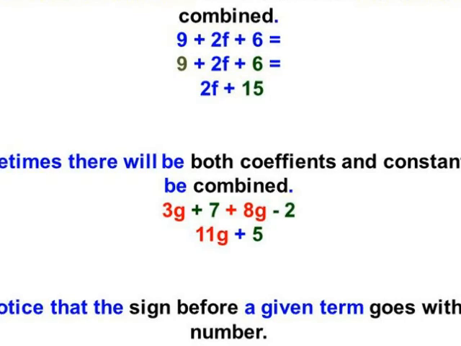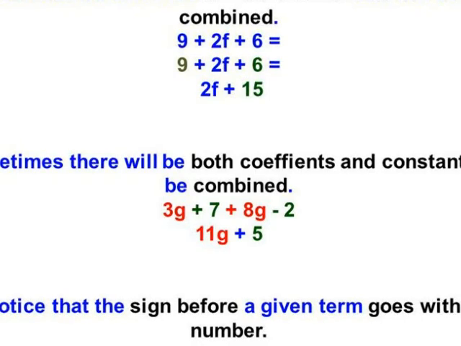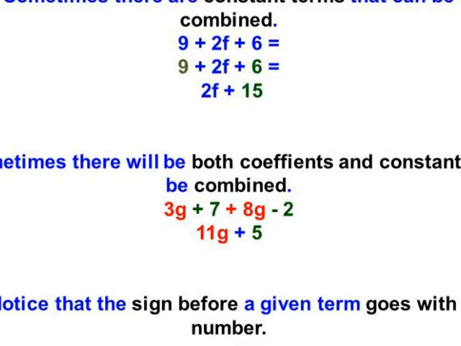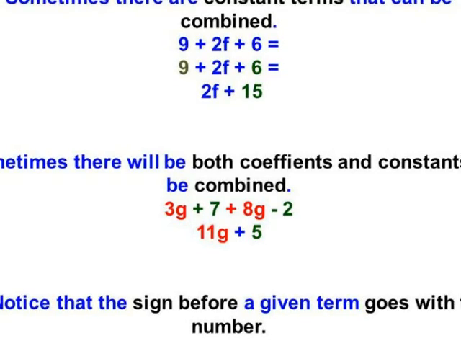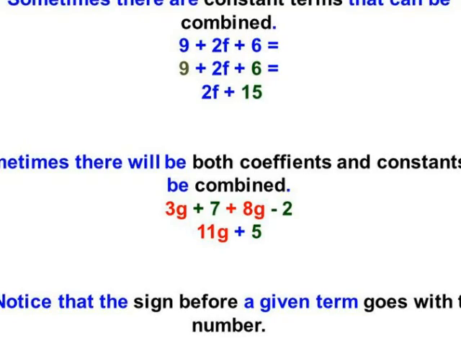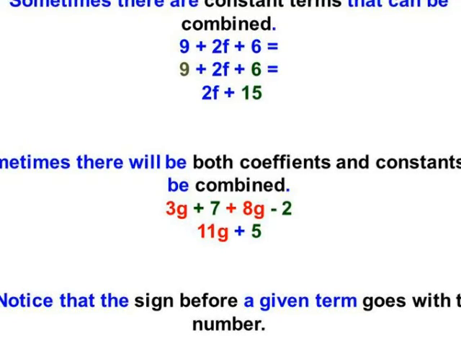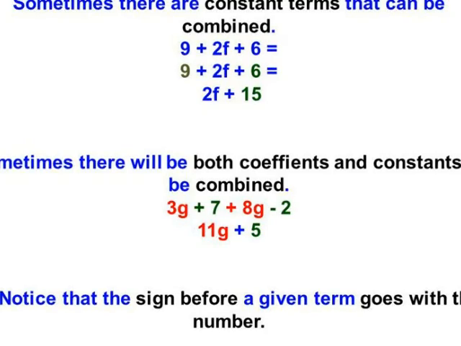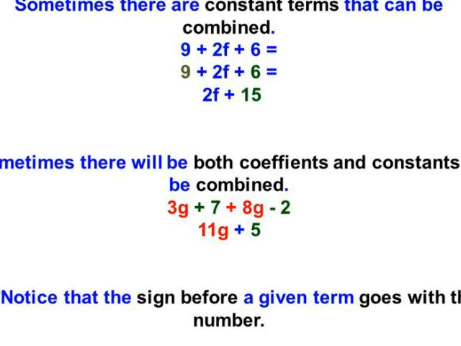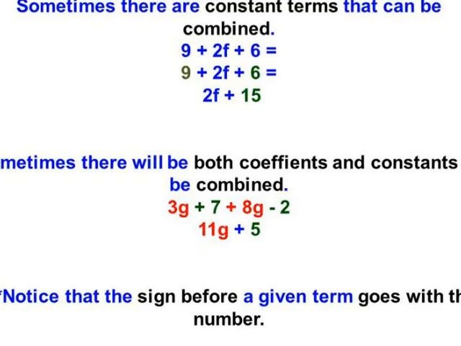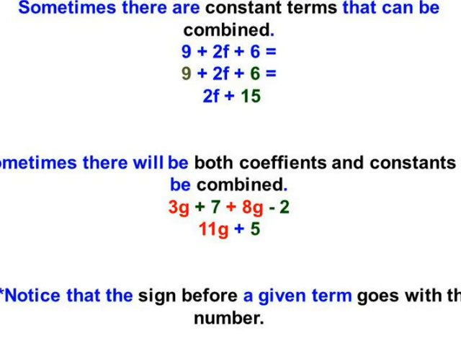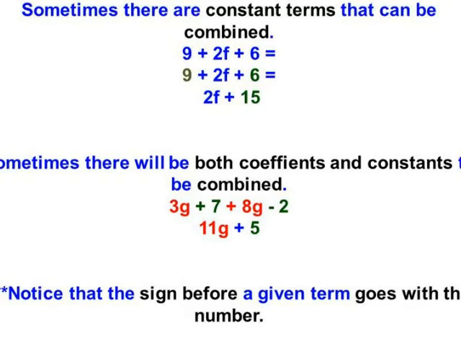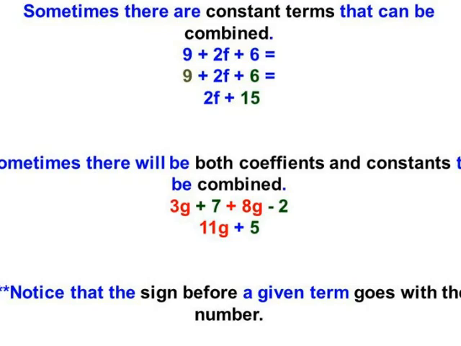Next, sometimes there are constant terms that can be combined. Take a look at the example. 9 and 6 are the two constants. Make sure we have that in our vocabulary too, in our circle map, excuse me. A constant is a number that does not have a variable next to it. All right, so 9 and 6 are two constants, so they are alike. So notice in green, we can combine them. You cannot combine it with the 2f because they're considered not alike.